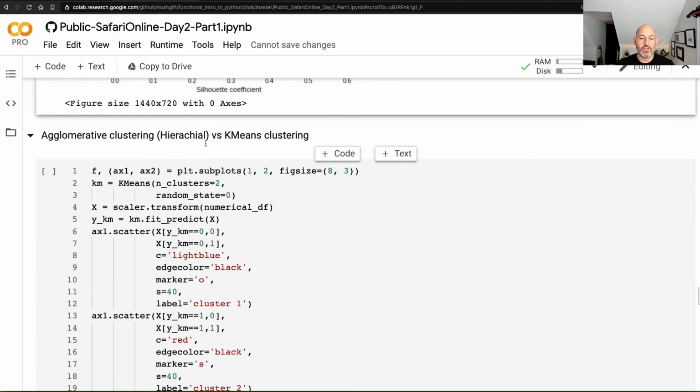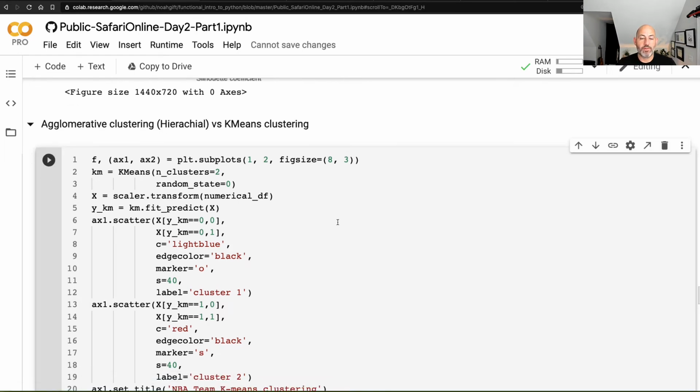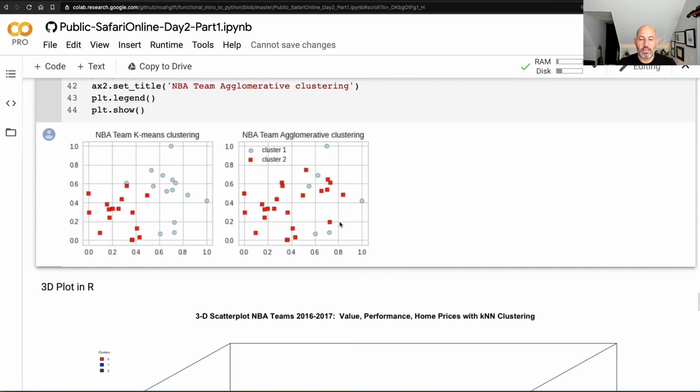There's k-means clustering, and then there's also hierarchical clustering, and I could even go through here and print out the difference. And you can see that in terms of k-means clustering, it does look like it's better at grabbing the cluster data versus the agglomerative clustering. It doesn't look like it's as good at separating things.